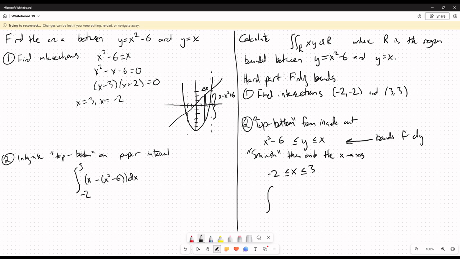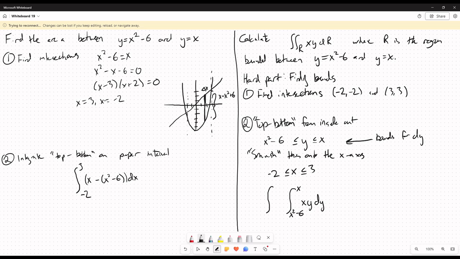So I'm going to have a double integral. I'll leave myself plenty of space. So my integrand is going to be xy. I don't need to think about that part. But on the inside of my integral, I'm going to want the thing with the most variables. And that's going to be my top and bottom of my integrand. So since my inside was y is between x squared minus 6 and x, I'm going to have a dy on the inside.